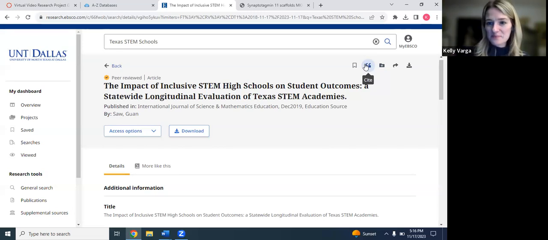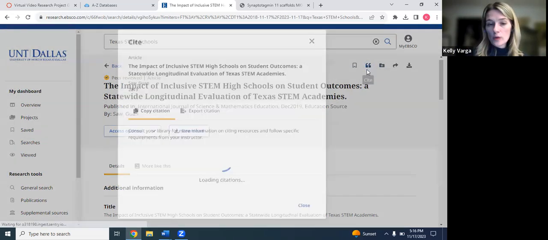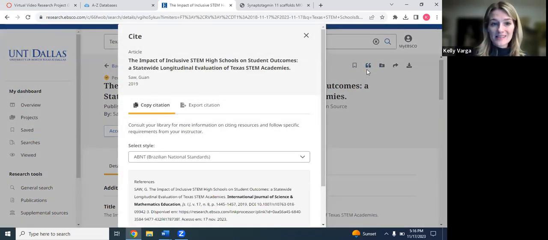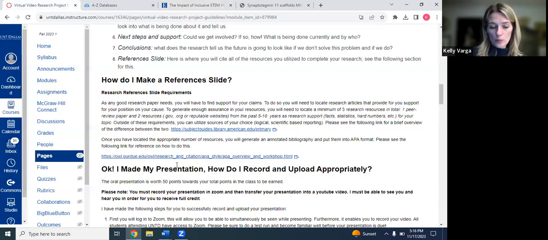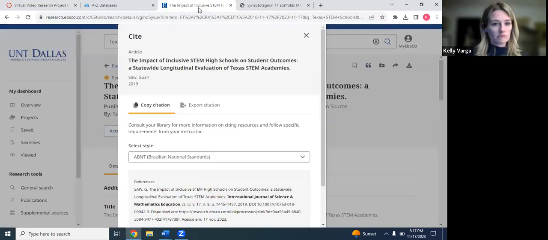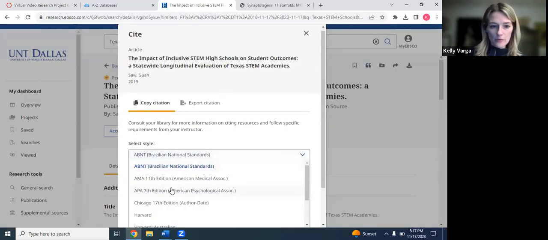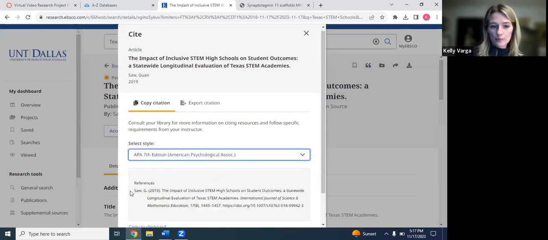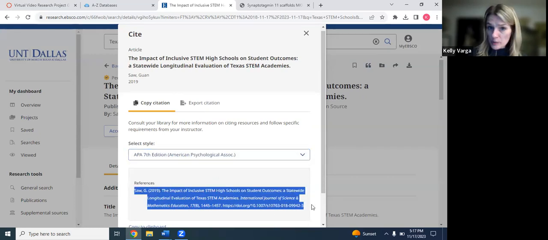Life is easy for you guys. Anytime you see this little cite or quotation, you have a cite button. Here is the citation for you, right? So if I want to copy the citation inside the virtual video presentation, I want you to have it in APA format. It makes it really easy, because I can just go down to APA format and boom, there's my reference. That is what you will be copying and pasting and putting into your reference slide in alphabetical order, right? It's plain Jane. It's very easy.